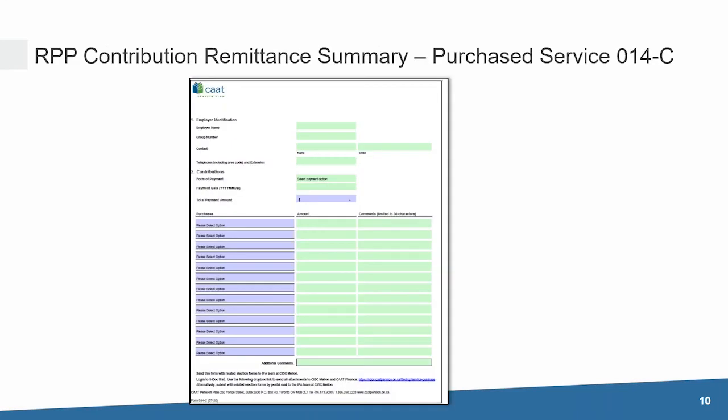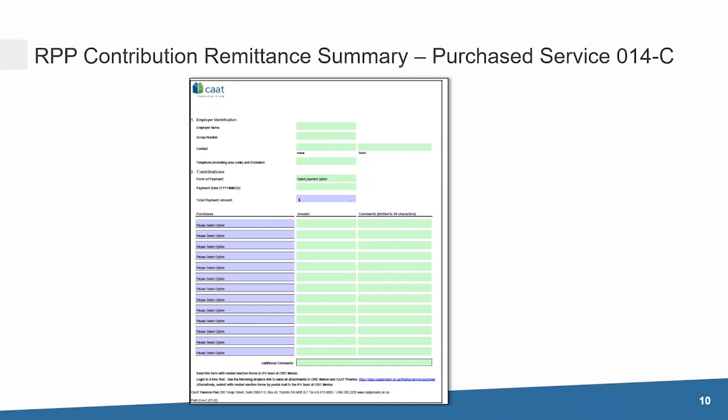On this slide, you will see an example of Form 14C, which is CAT RPP remittance summary for purchase service. I'll briefly go over this form, starting from the top and working downwards. This form should be used by employers who are remitting funds for pension purchases for both DB Prime and DBplus. At the top is Section 1, the employer identification section. Similar to 34A that we just saw, here you'll fill in all the green fields, namely name of employer, group number, your name, email, and telephone number.